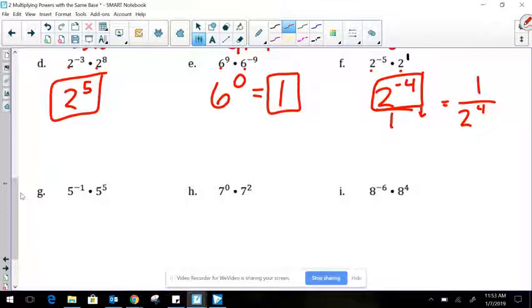All right. Let's do one more. Let's do H. Okay, so our big numbers, our bases, are the same, so we're good. I'm going to have 0 plus 2. It's just 2. My answer is 7 squared.